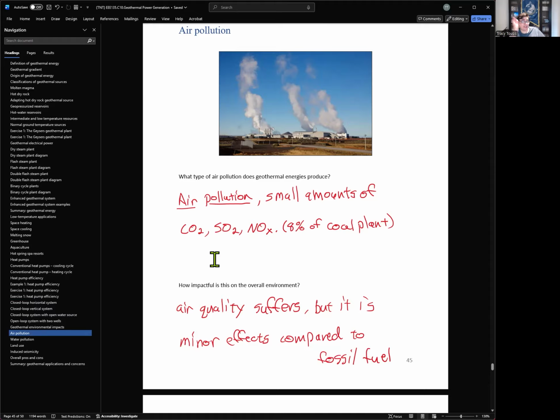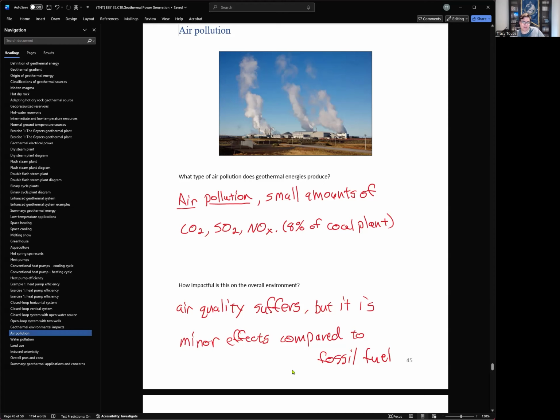When you put water into the ground and you pump it out and use it for electric generation, you will uncover and dig up some of these small pollutants. It's just in the ground. You can't help it. Okay. Now, is it that big of a deal? Obviously, the air quality suffers when we release these into the air, no questions asked. But honestly, it's a minor effect.